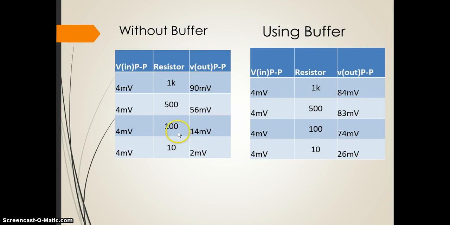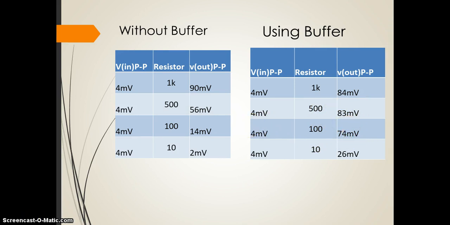And we use a 100 ohm resistor in the without buffer circuit. We get 14 milliwatt peak to peak when the applied voltage is 4 milliwatt. And using the buffer circuit, we use a 100 ohm resistance. We get 74 milliwatt peak to peak when the applied voltage is 4 milliwatt.